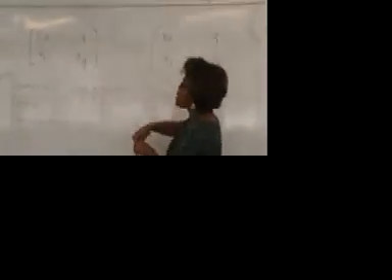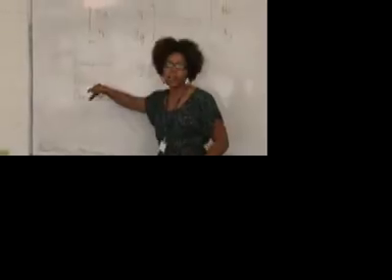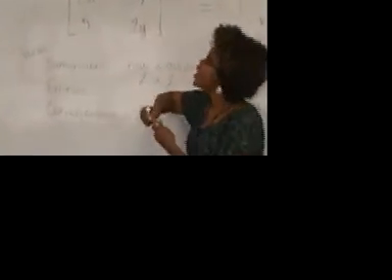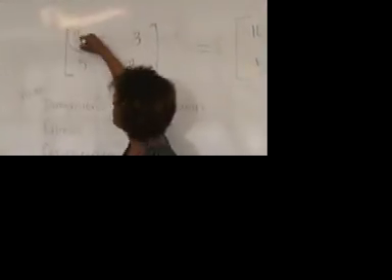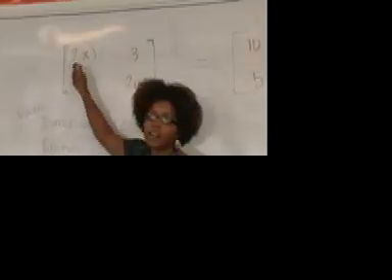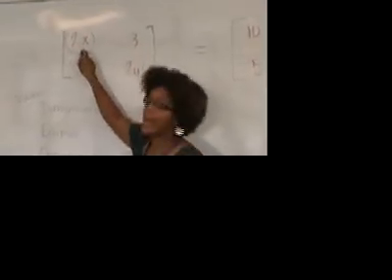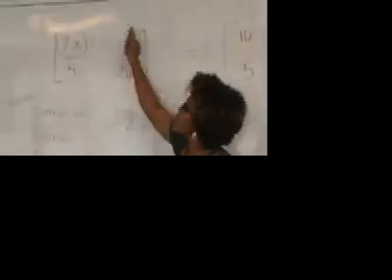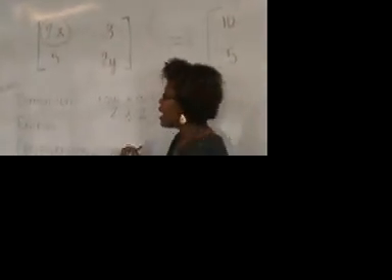Alright, so entries was another word we talked about before. So here I have one entry. This is the entry in the first row and first column. This entry is 2x. Here is another entry in the first row, second column, and so on.